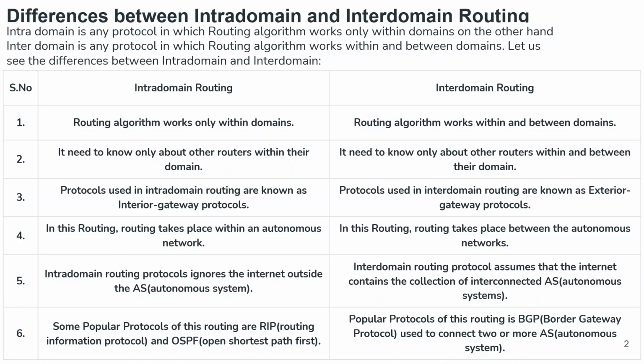In intra-domain, some popular protocols are RIP, that is Routing Information Protocol, and OSPF, that is Open Shortest Path First. And in inter-domain, a popular protocol is BGP, that is Border Gateway Protocol, used to connect two or more autonomous systems. I hope the comparison between intra-domain and inter-domain is clear now.